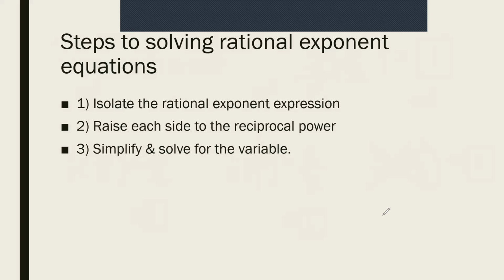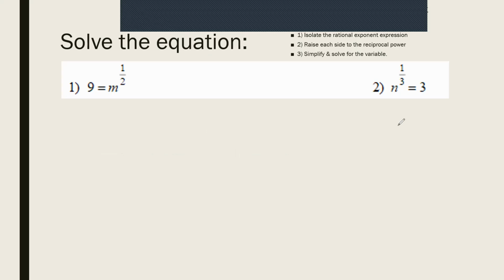Sometimes this is just taking a number to a power. Sometimes we have to evaluate that rational expression, and you'll see the varying levels of difficulty. So let's put it to work with our first set of problems. Solve the following equations. 9 is equal to m to the 1/2, and n to the 1/3 is equal to 3. These are the most basic, where there's nothing really going on here, but I'm going to walk you through the steps so that you can see what is needed to be done for each problem.